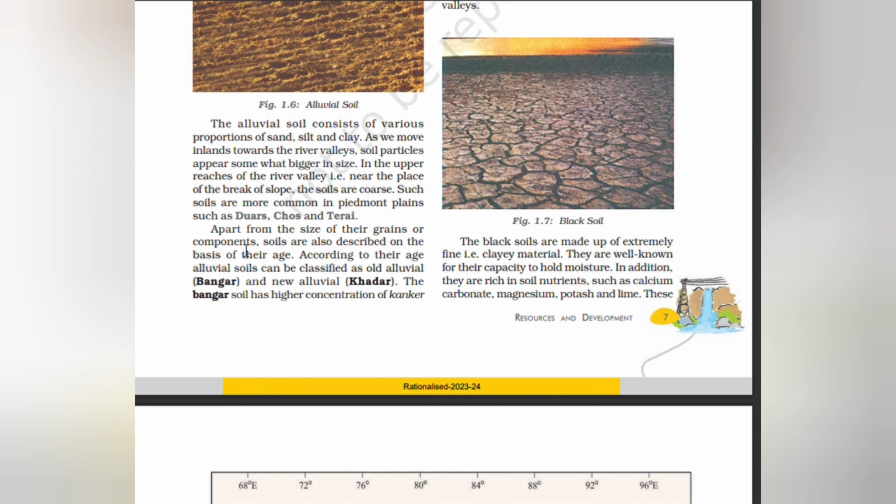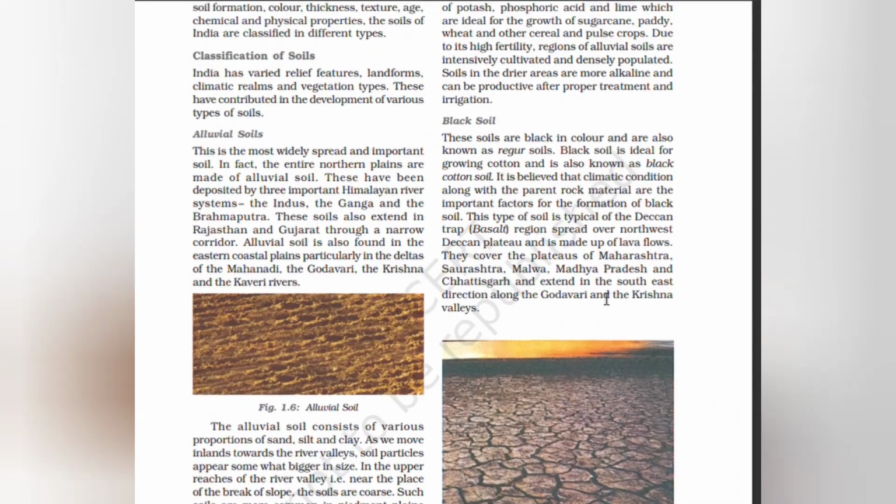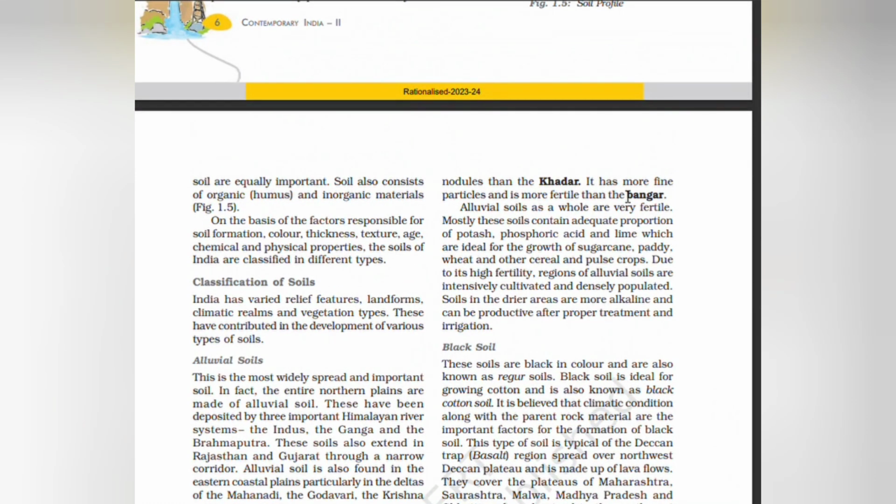According to age, alluvial soil can be classified as old alluvial, Bangar, and new alluvial, Khadar. Bangar soil has a high concentration of kankar nodules than the Khadar. Khadar has more fine particles and is more fertile than the Bangar. Alluvial soils as a whole are very fertile.